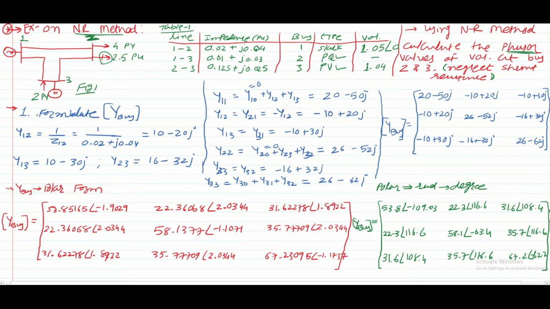So let us start from our very basic first step, which is formulation of bus admittance matrix. So for 3-bus network, we'll start from y12 which is equal to 1 divided by z12. Here the z12 is given, so we will calculate the value of shunt admittance between line number 1 and 2. Similarly, between 1 and 3 and between 2 and 3.